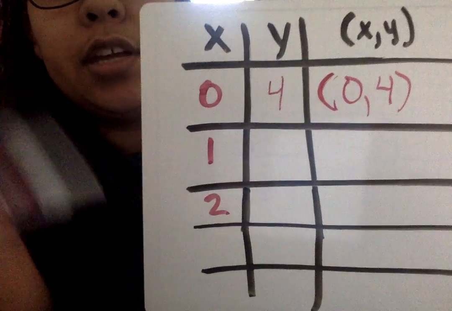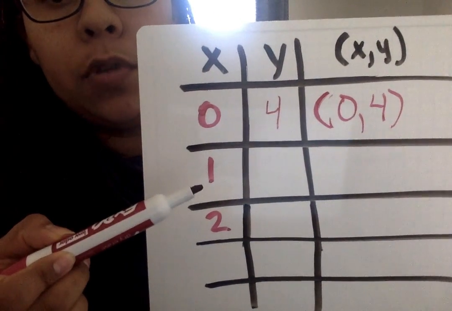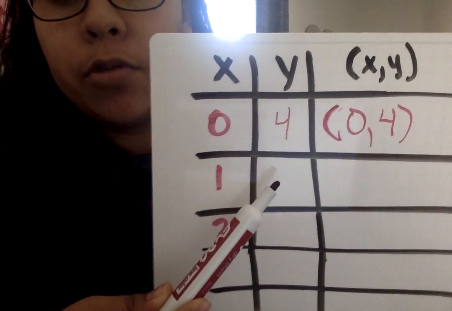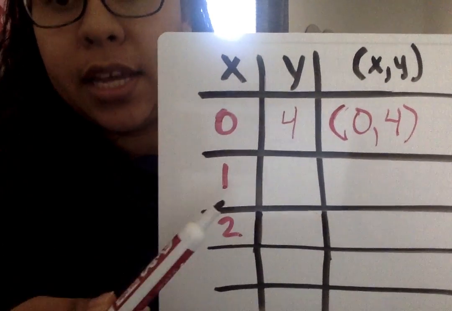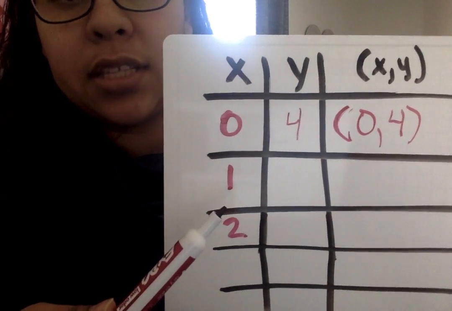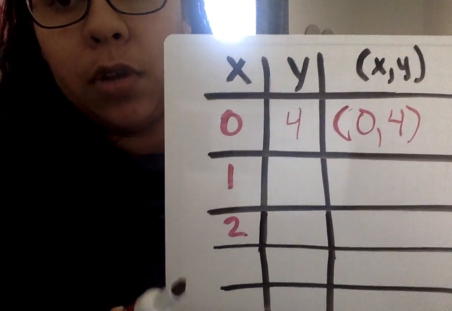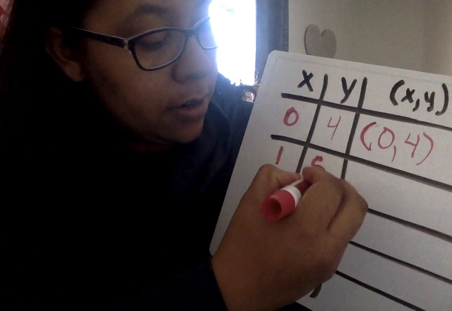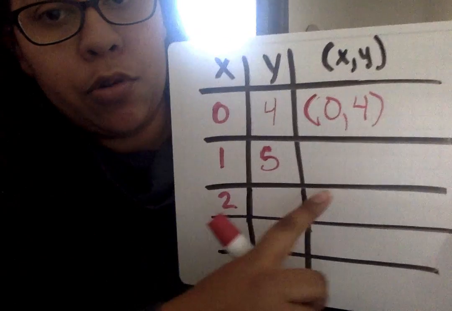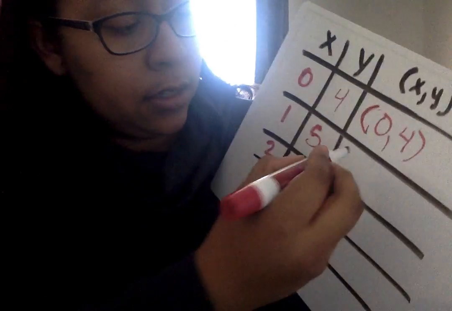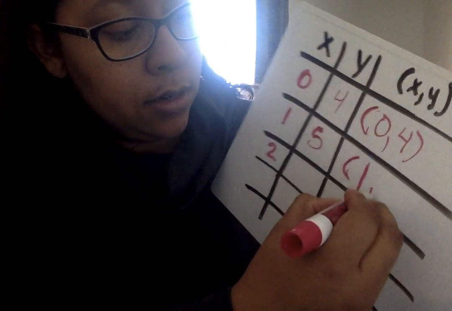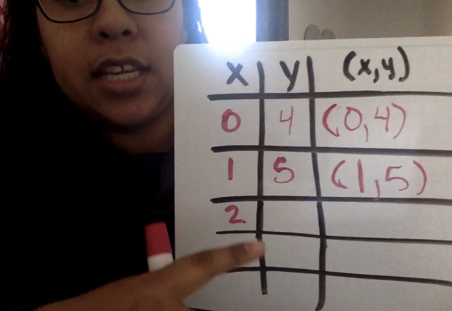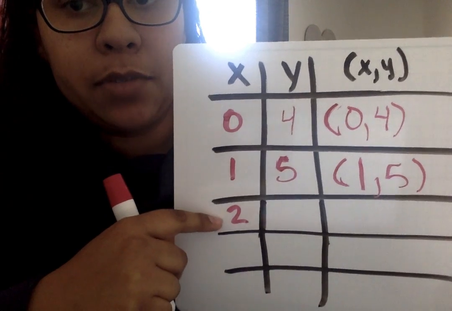Okay? Now the next one, the x coordinate is 1. If the rule is the y coordinate needs to be 4 more than the x coordinate, and I'm thinking about this as an equation, 4 more than 1 would be 5, right? So you'd plug in 5 here, and then make your coordinate pair from these two coordinates. So parenthesis, 1, comma, 5, parenthesis. Okay? Same step for that last one. I'm going to leave that up to you to solve.